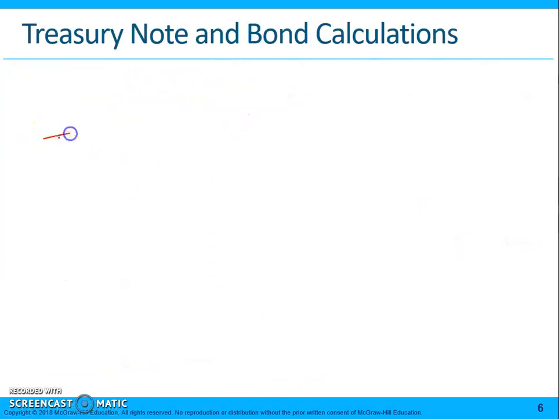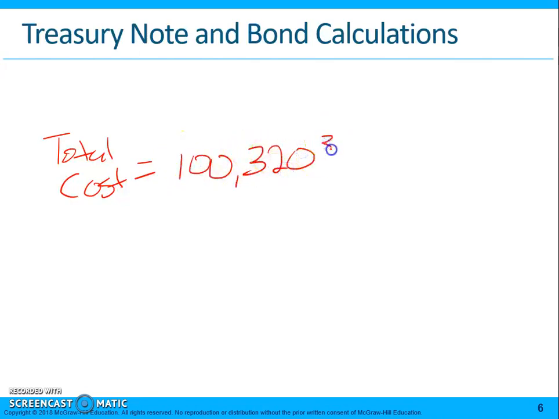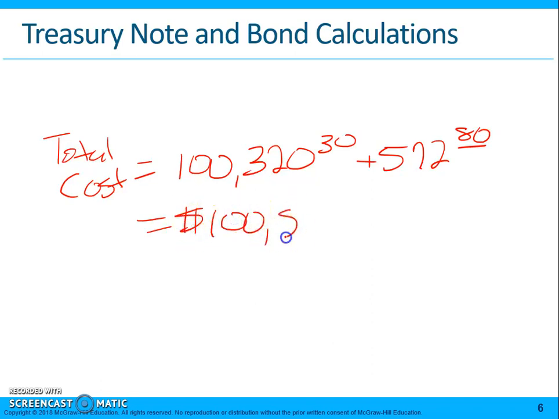Our total cost is the $100,320.30 plus $572.80, and that total is $100,893.10.